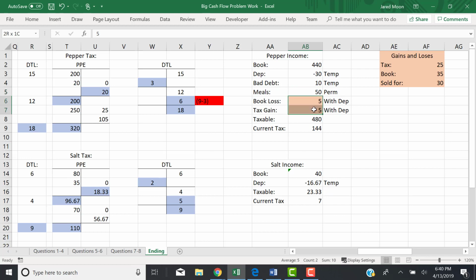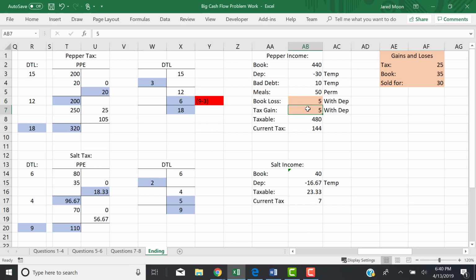Now this is that fun part. This is where the 3 comes in. We had recorded a sale of equipment. We sold it for $30. Our book basis was 35. So we had a book loss of $5. But we have to increase our tax amount because that loss is not actually real.